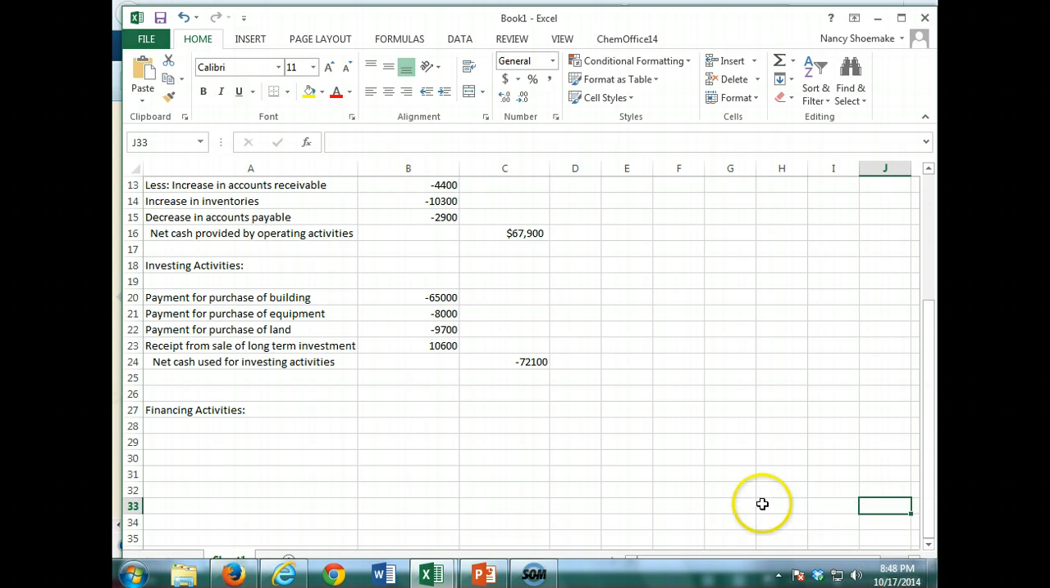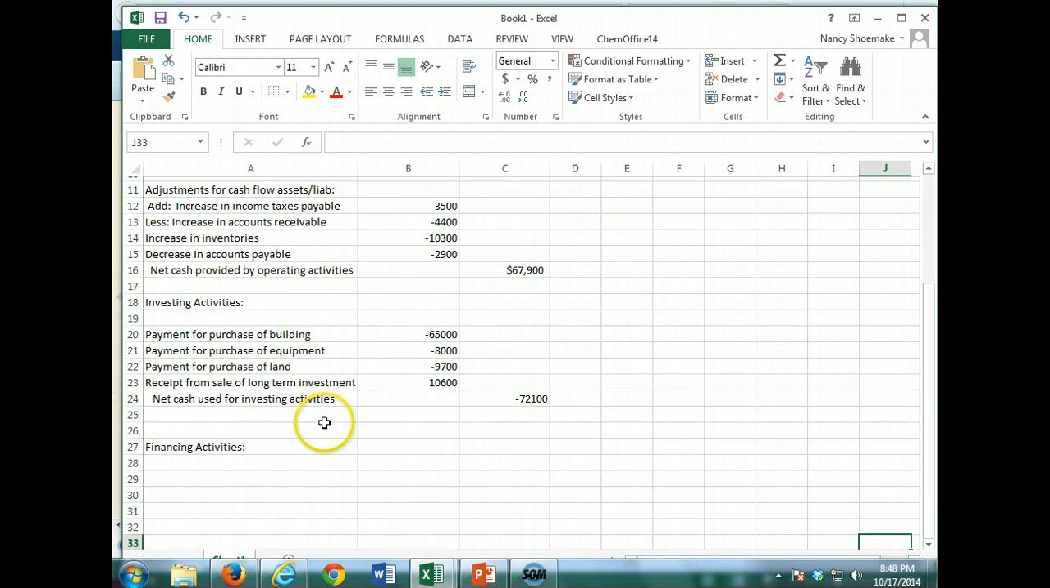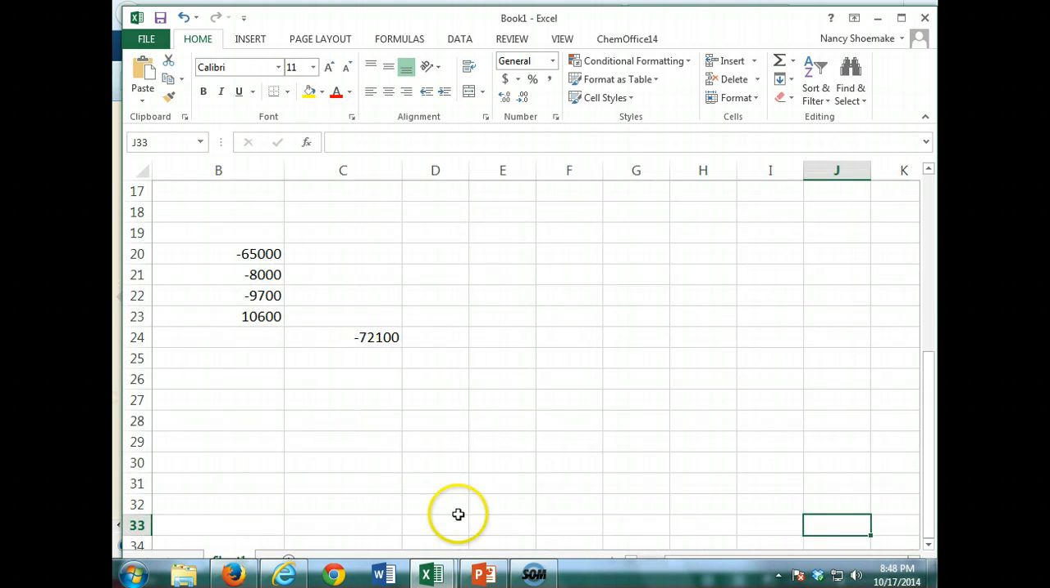How do I make this page bigger? Well, increase the magnification. There.